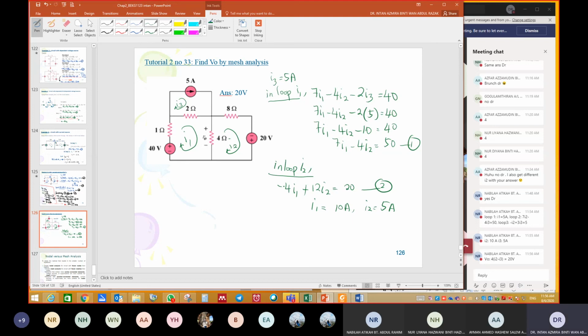I0 is equal to... I2 plus I0 is equal to I1. I0 is equal to 10 minus 5, which is 5 amps. So V0 is equal to 5 times 4, we get 20 volts. Okay. Any question?